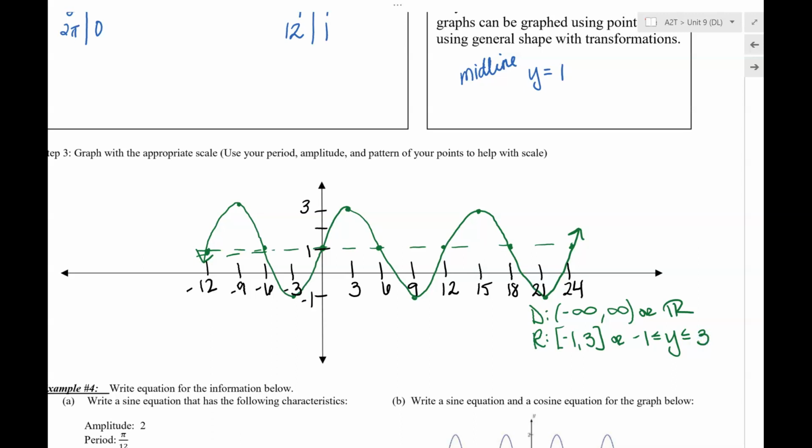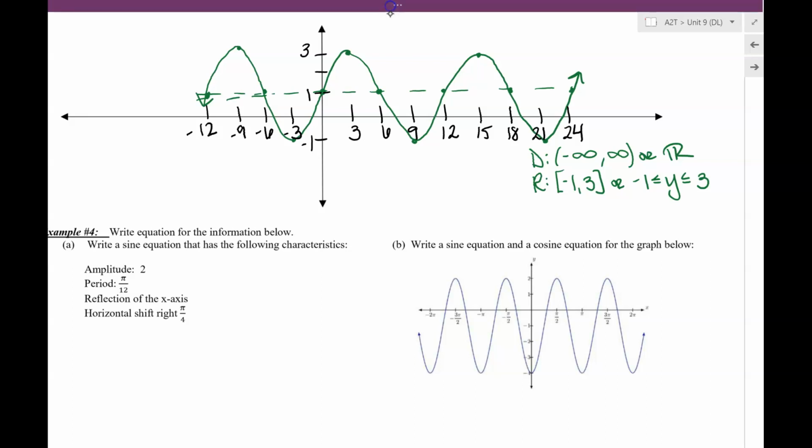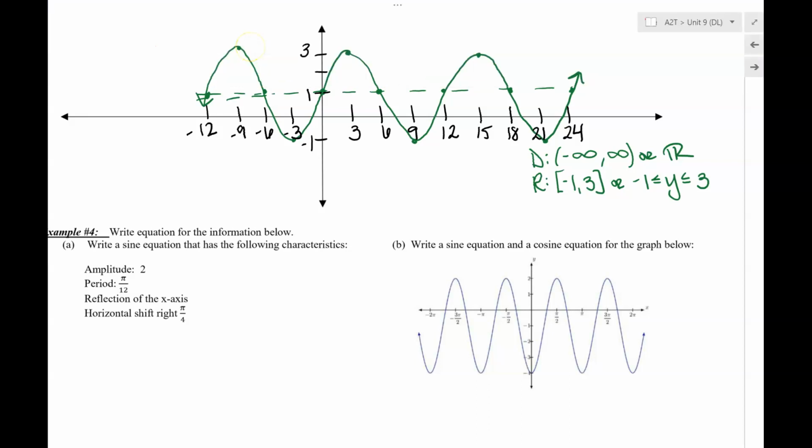Nice. Okay, so I lied. I have 2 more examples, but these will go quick and they're important. So for example number 4a, it says write a sine equation that has the following characteristics. Okay, so the amplitude is 2. That means that's a.